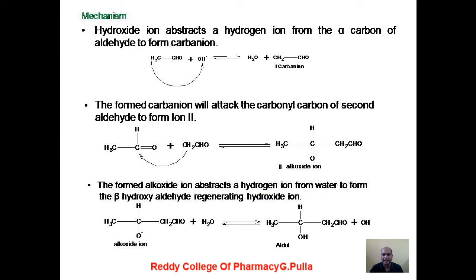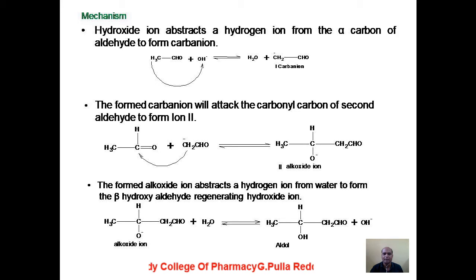So the exact mechanism involved in the aldol condensation is, the first step includes hydroxide ion abstracting a hydrogen ion from the alpha carbon of the aldehyde to form carbanion. If you see the acetaldehyde structure, 1 mole of acetaldehyde is used here. So OH is abstracting a hydrogen from the CH3 group to form H2O, and the remaining portion is CH2CHO, which is nothing but a carbanion. So generation of carbanion is the first step.